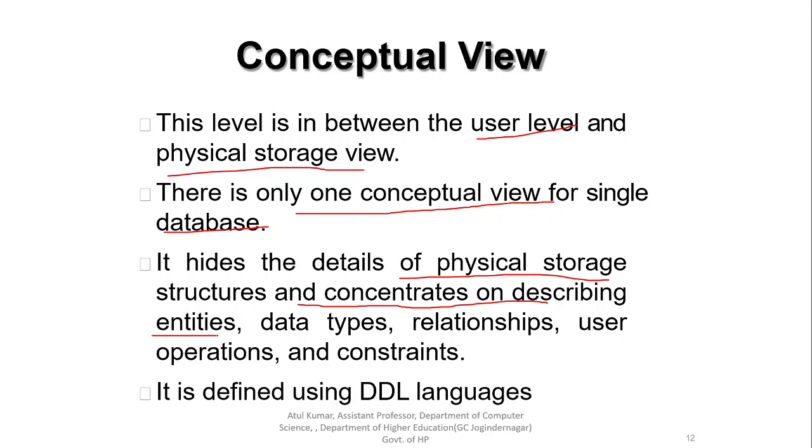An entity is a real world object like a car, house, people, etc. The conceptual view also describes data types, what kind of data we have to insert, the relationships, the user operations and constraints, that is, what kind of restrictions we have to impose on the database. All this is in the conceptual view of DBMS architecture. It also uses DDL, data definition language, for the creation of the conceptual view.